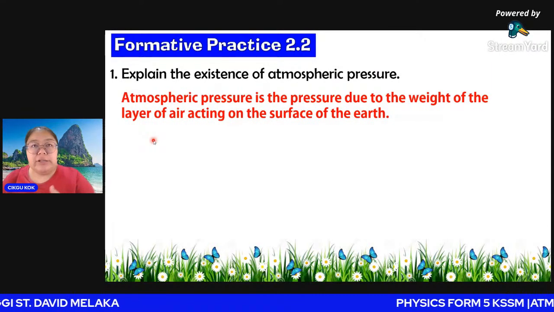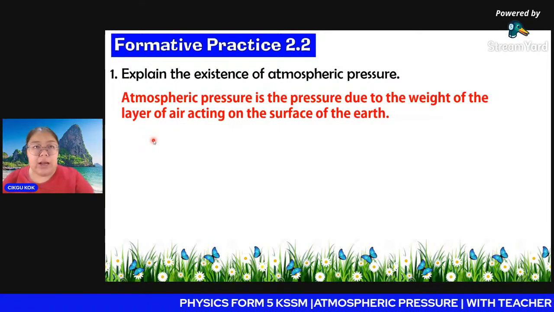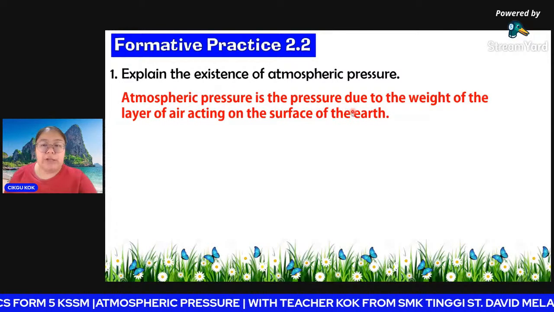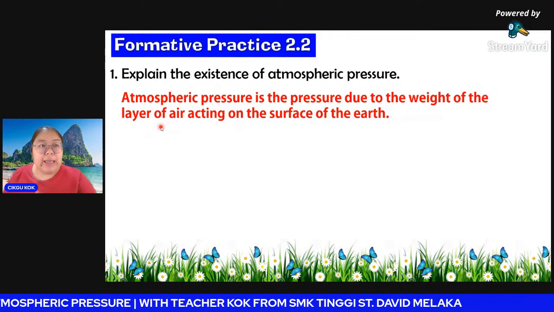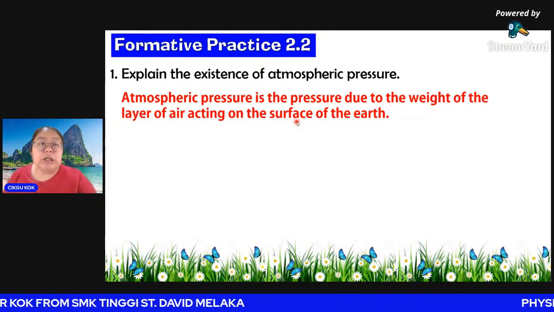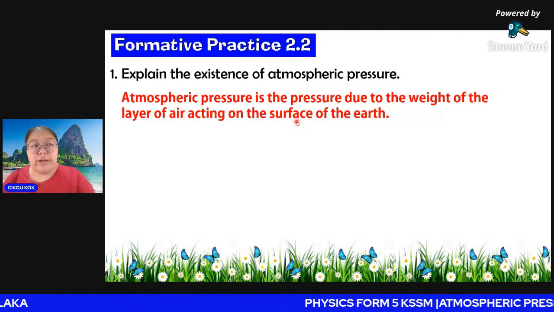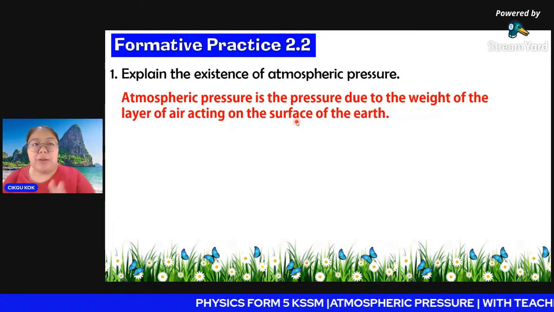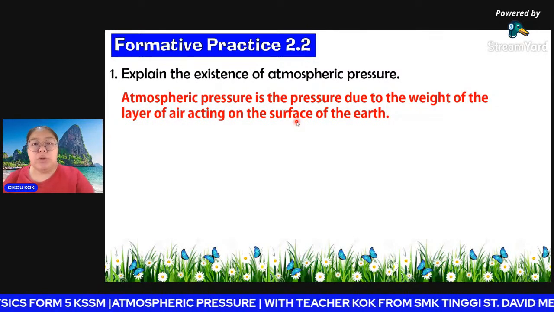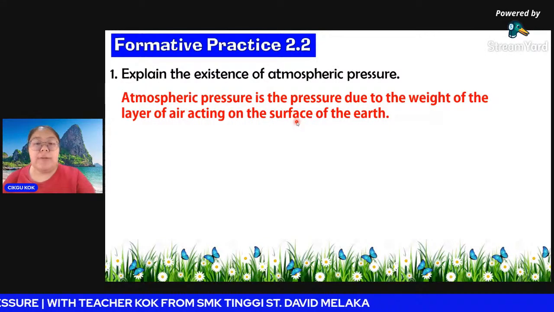Now the pressure is from the air. Okay, air got weight, is it? I don't care gas or air, oxygen, helium, they all got weight. So from here, atmospheric pressure is a pressure due to the weight of the air layer acting on the surface of the earth. Remember our earth is surrounded by all the gases, is it? We don't care what gases, there are some mixtures. So these all gases, they got weight. So the weight is acting on the surface of the earth. So we call it atmospheric pressure.